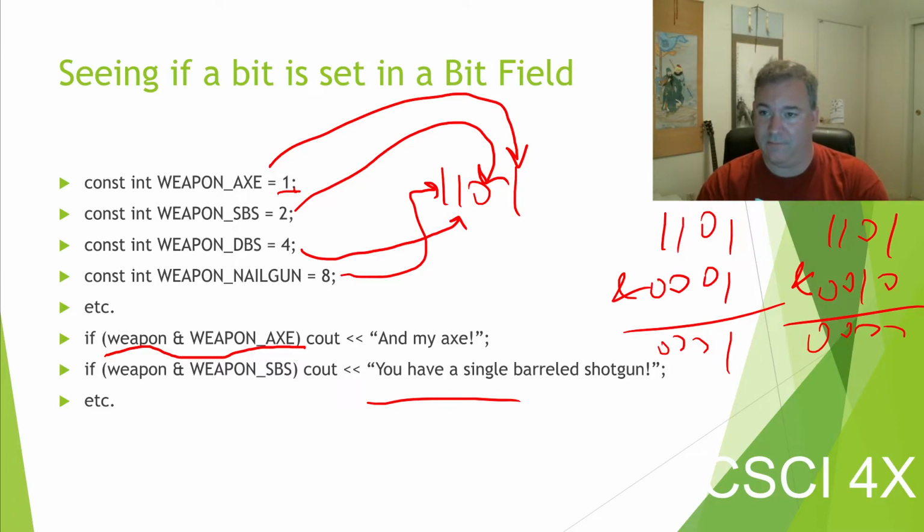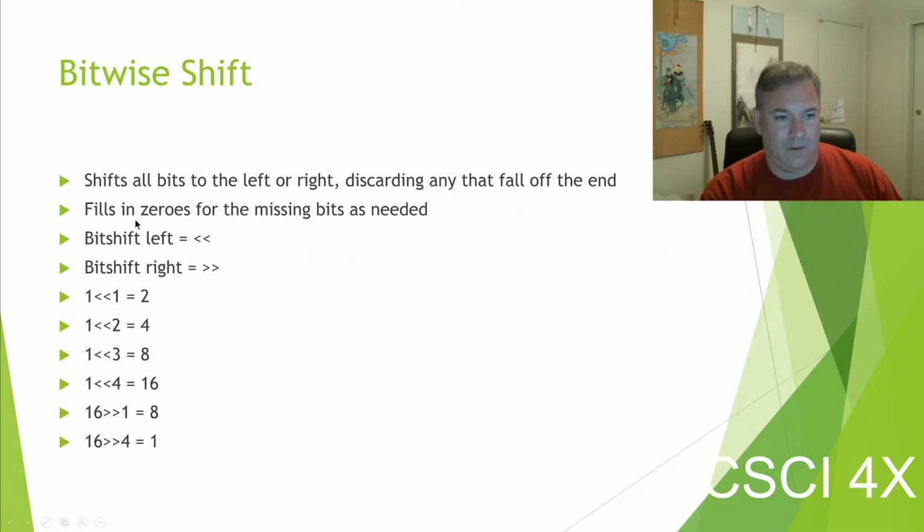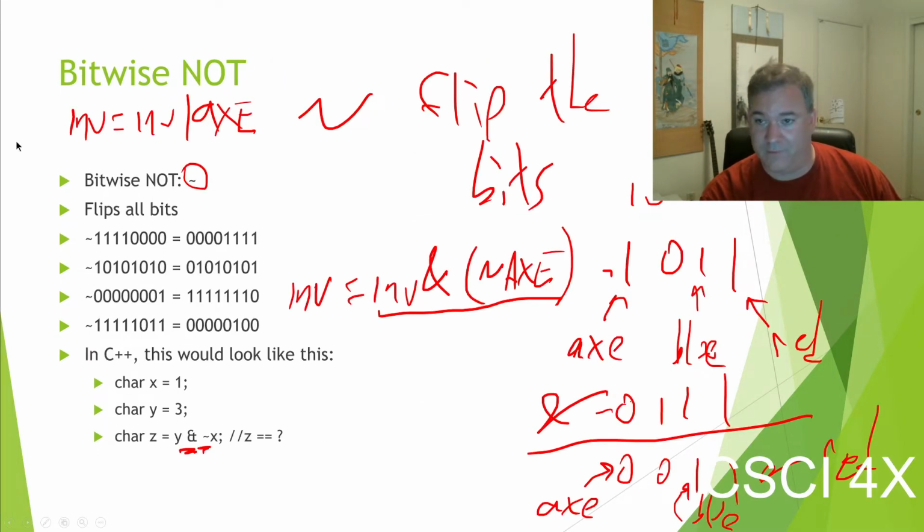Okay, that's it. So these are the three patterns. For doing a bit field, there's three patterns you have to know. This pattern here for searching a bit field, this pattern here for setting a bit in a bit field, and this pattern here for clearing a bit in a bit field. That's it. You learn those three code patterns and you are good to go for the next homework assignment.